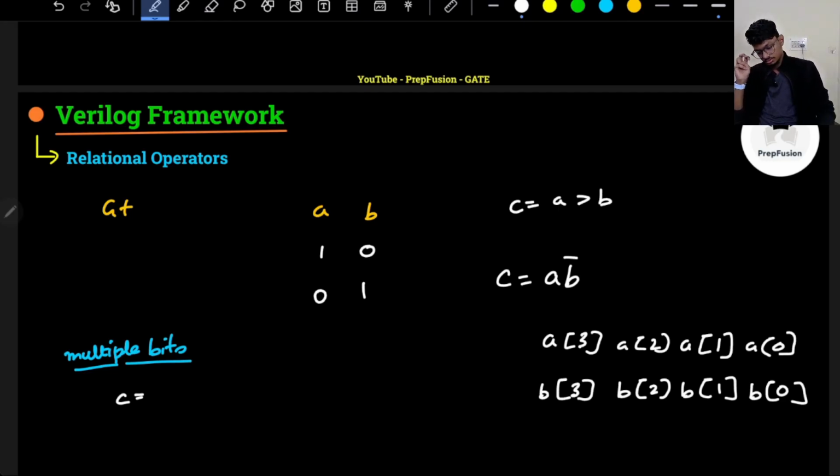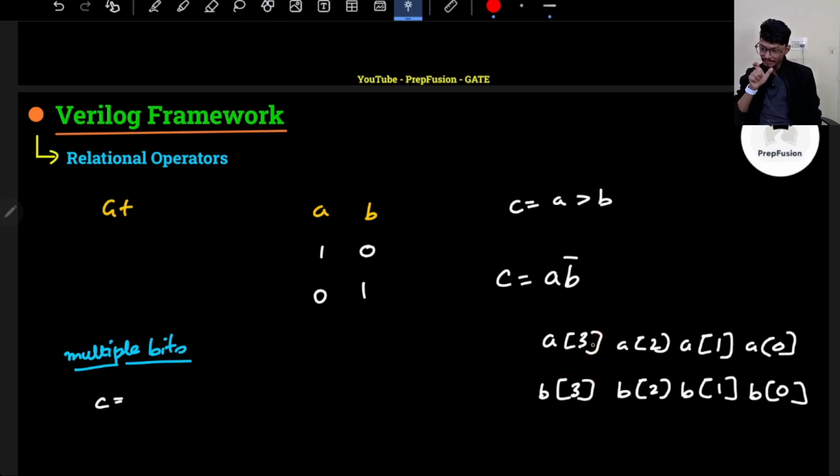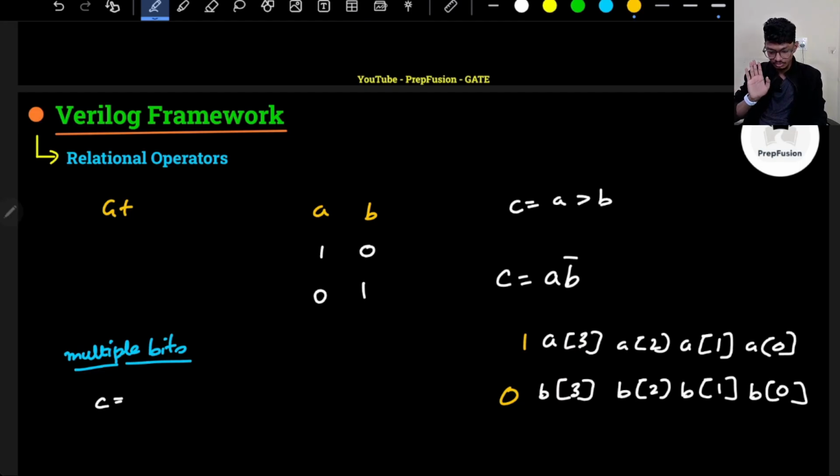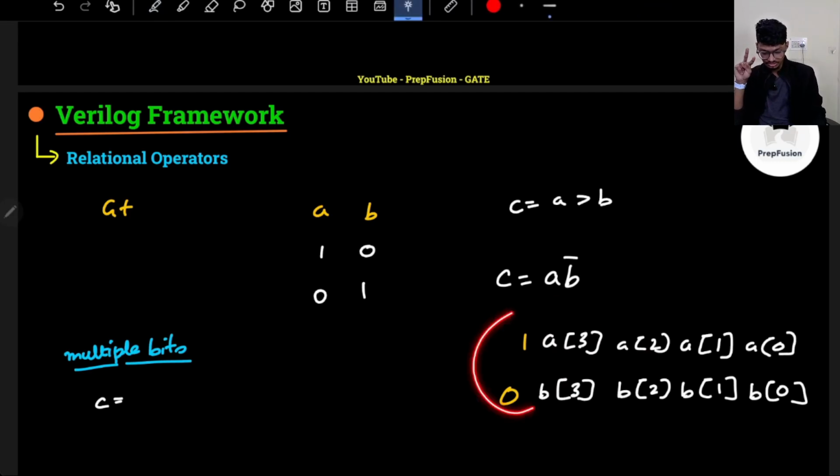Okay, so how do I check? First, I will check if the highest bit is more. If the MSB of A is 1 and the MSB of B is 0, that means problem solved, right? I don't have to check all the other bits. Automatically I know my A will be higher because the MSB has the highest weightage. So first I will check the most significant bit. If it is true, then of course I don't need to evaluate the other things.